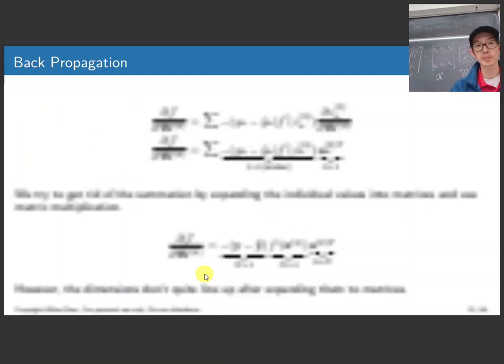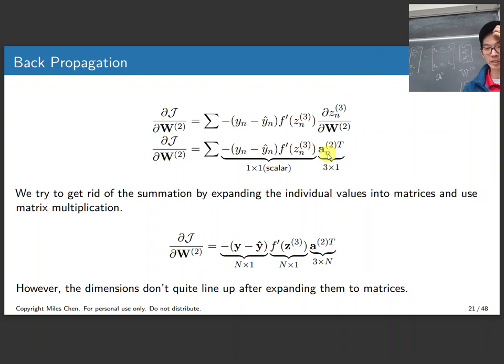It's going to be a 3 by 1. So I'm going to throw that in there, and this is what we have. For each observation, yn minus our predicted value y hat n, times f prime of Zn3, and then the gradient of this with respect to W2, which is An2 transpose. This over here is just a scalar value, and this is a 3 by 1.